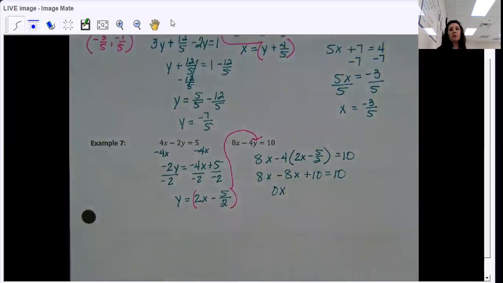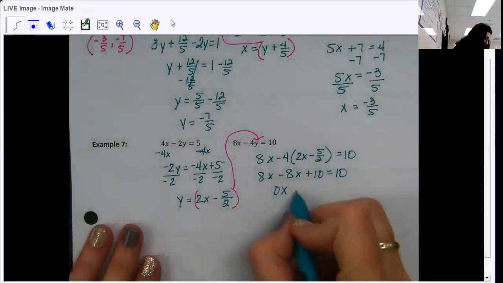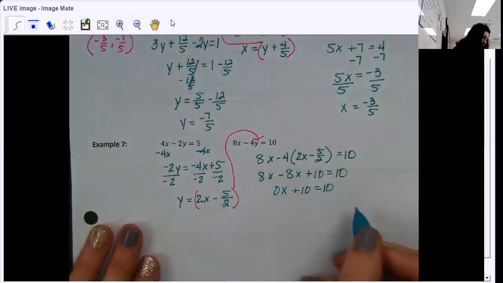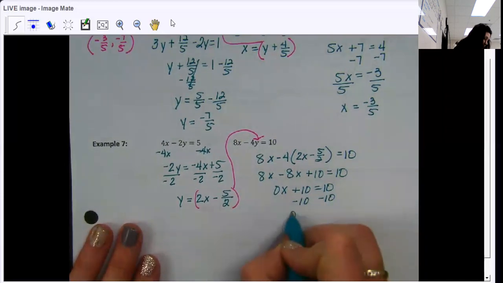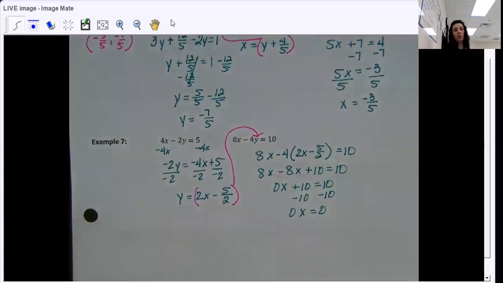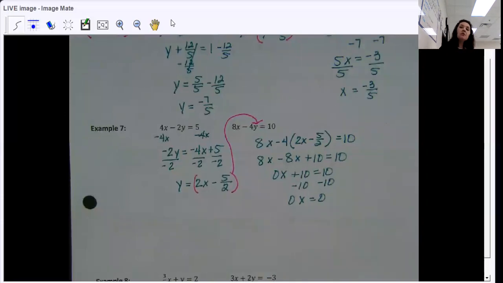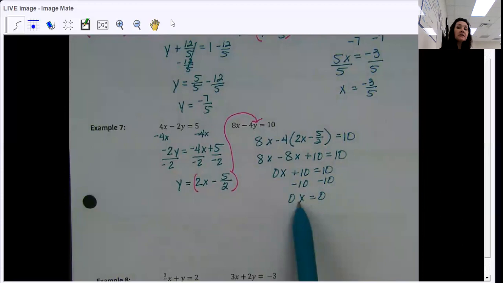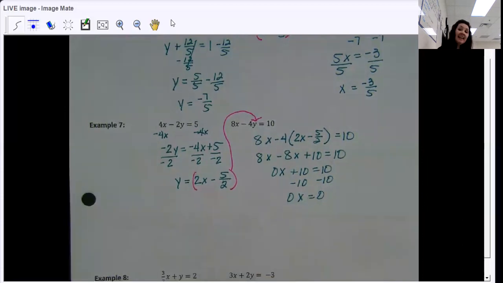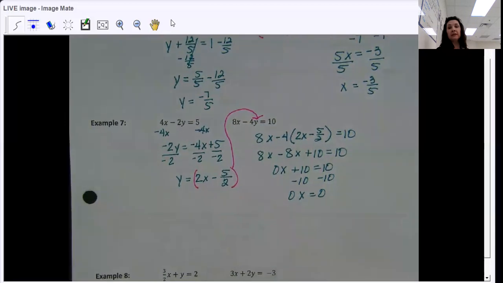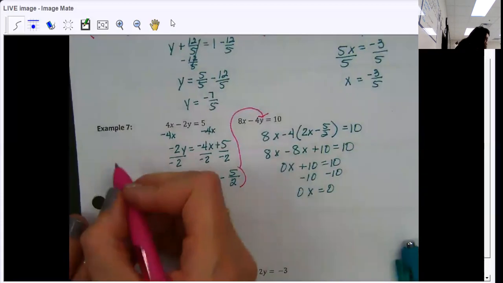And a lot of students will want to stop here and say, oh, there's not going to be any solution. Well, keep going. Make sure there's not going to be a solution. So now I'm going to subtract 10 from both sides, and we have 0x equals 0. Now, once you get to this point, 0 times any number is 0. 0 times whatever x value we put in here is 0. So any number that we plug in here is going to be 0. That means that the solution is infinite number of solutions. Okay. We could stop there and we know that's what it's going to be.